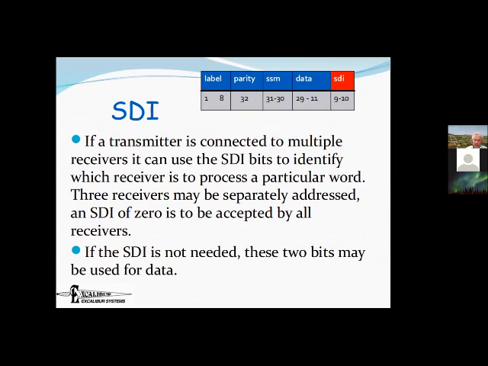Now, if you don't happen to connect yourself to multiple receivers on a line, then you don't need the SDI. And if you don't need the SDI, you can just use it, since it's contiguous with the data. Data goes from 29 down to 11, and the SDI is 9 and 10. So you can just make the data go from 29 down to 9, giving you, instead of 19 bits of data, 21 bits of data. And there are labels that do that.